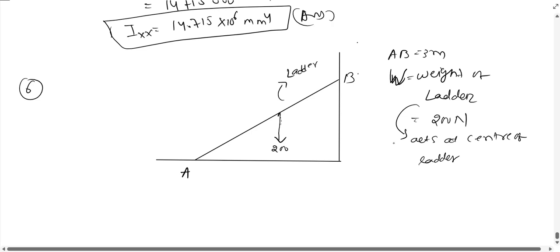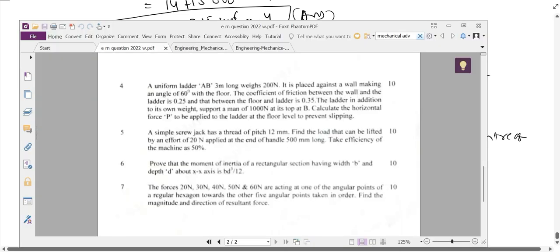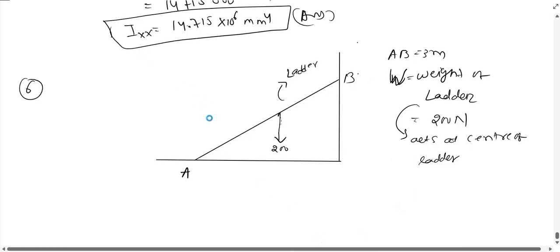Apart from this, what are the data given in the question? The ladder is placed against the wall making an angle of 60 degree with the floor. So this angle is 60 degree. The value of this angle is given as 60 degree. Let's name this O. This is our wall, and this is our floor.